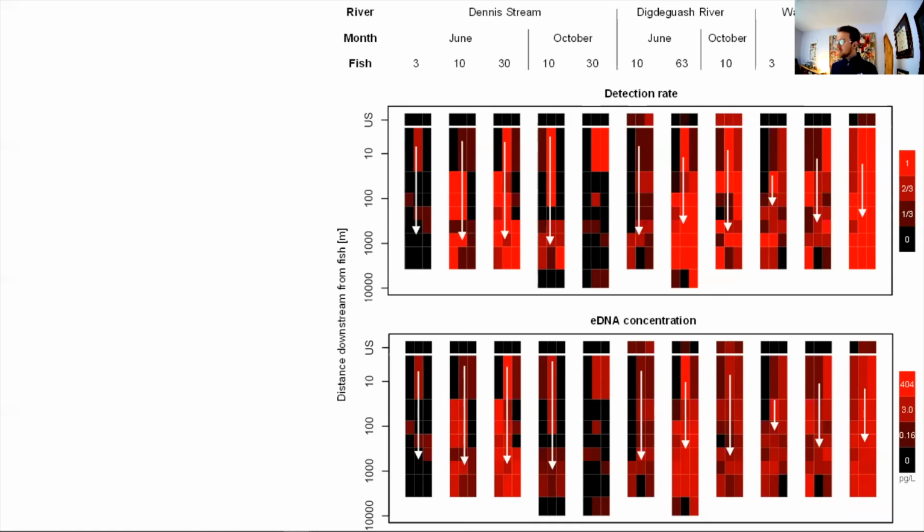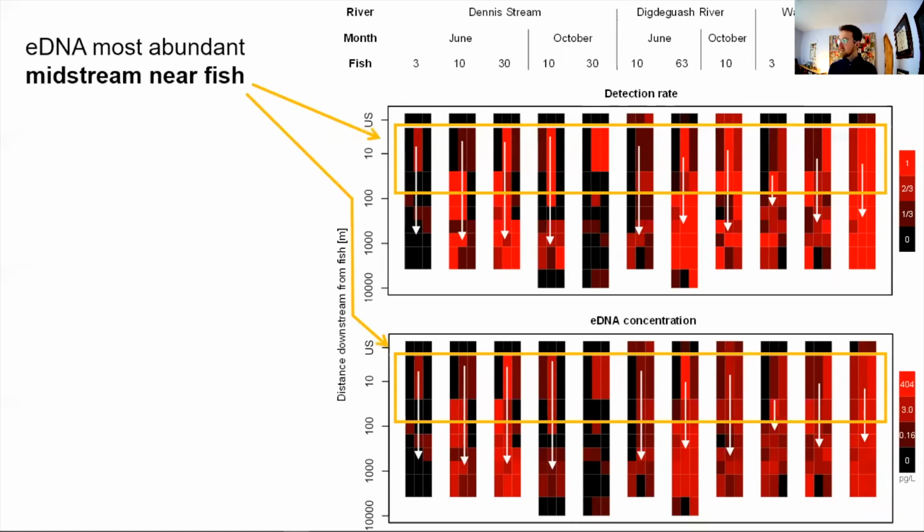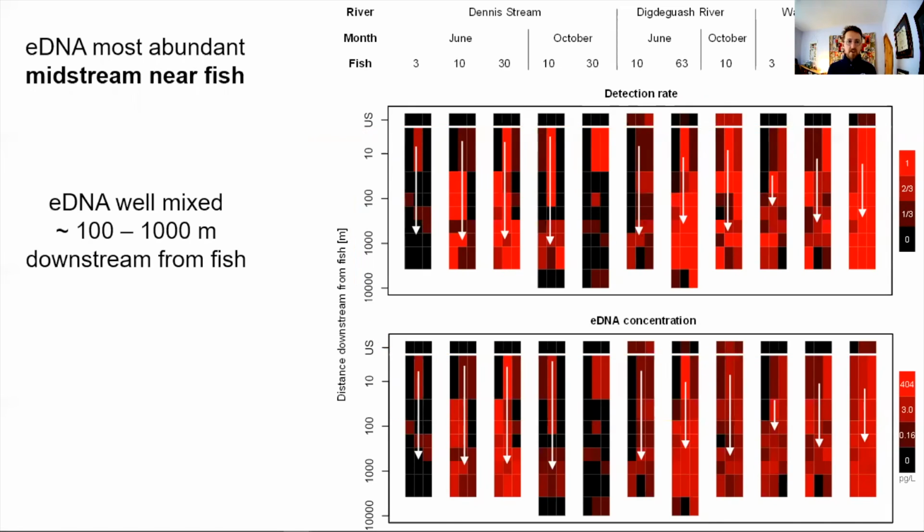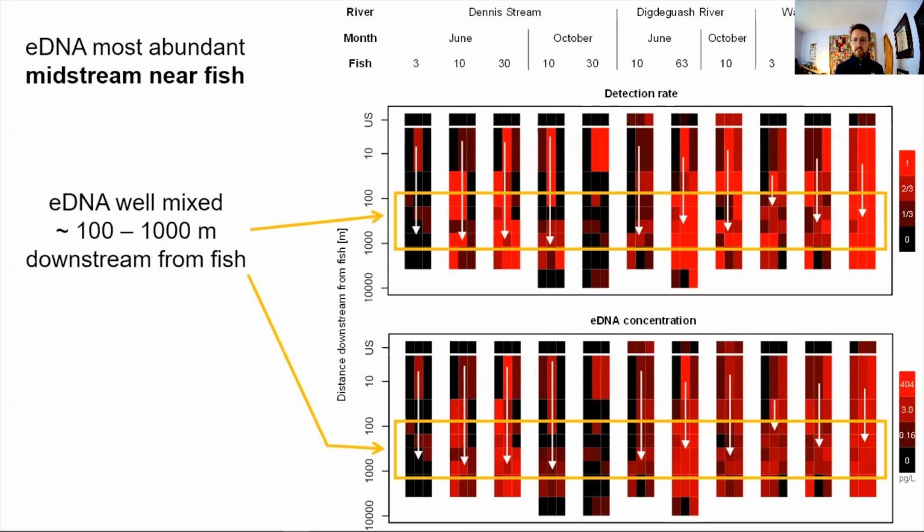So to me, 3 really clear patterns emerge from this graph. The first is that eDNA is most abundant in the midstream near the fish. And that's this red streak coming right down the middle of these graphs here. And then as we move downstream into this 100 to 1,000 meter range, we see with lots of variation that eDNA is roughly well mixed, and that there's sort of this even pattern of color across these regions.